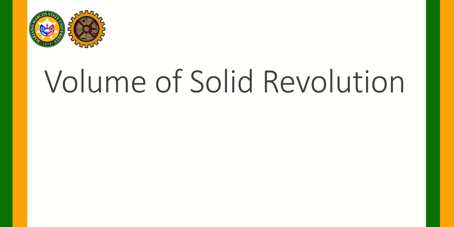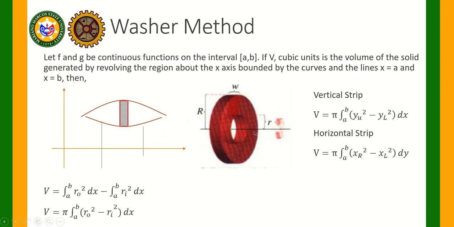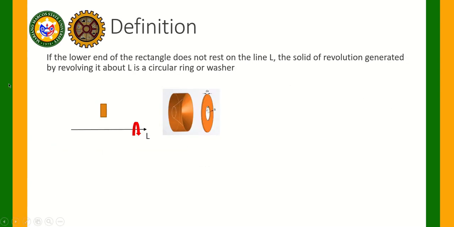Okay, so we are still in the volume of solid revolution. So tapos na tayo sa circular disk method. Now we proceed to washer method. So definition natin, if the lower end of a rectangle does not rest on the line L, the solid of revolution generated by revolving it about L is a circular ring or washer.